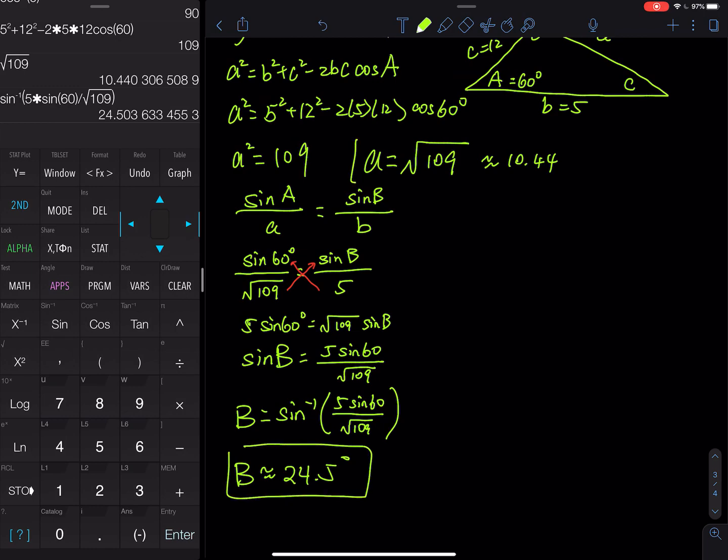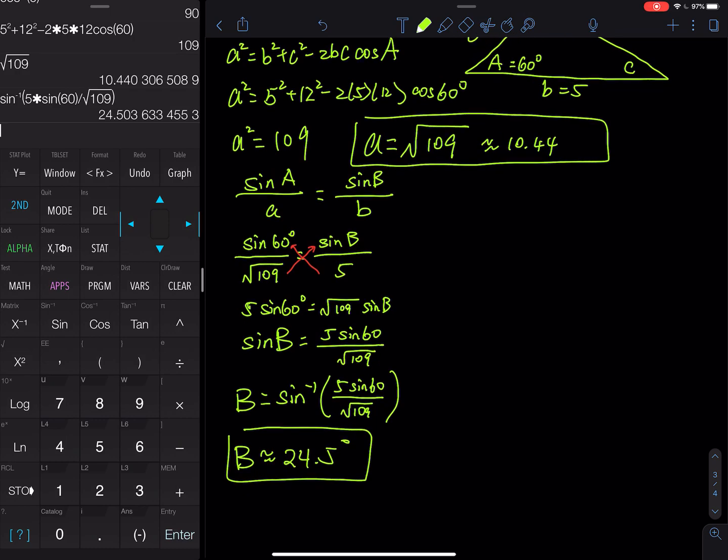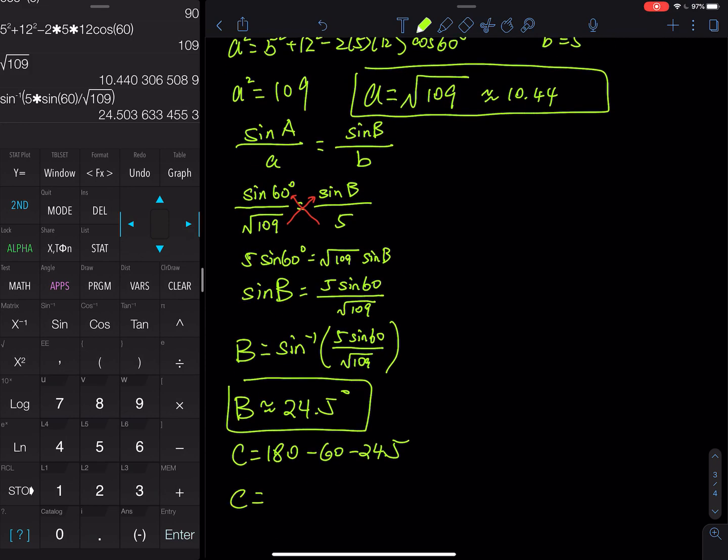And then that is my B. So I have A, I have B. C is so easy to find. So C is equal to 180 minus 60 and then minus 24.5. So C is equal to 95.5. So the problem is halfway done.